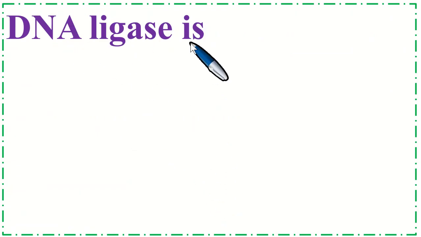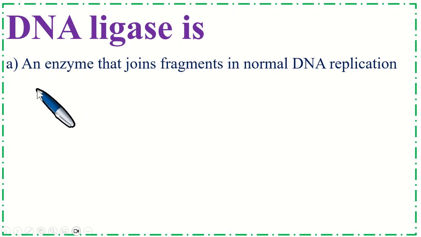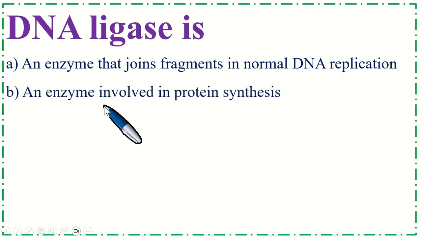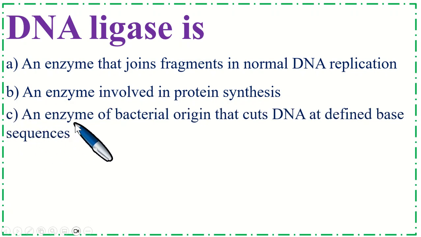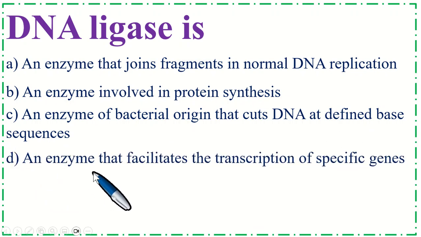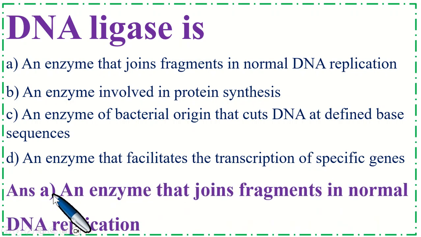DNA ligase is option A, an enzyme that joins fragments in normal DNA replication. Option B, an enzyme involved in protein synthesis. C, an enzyme of bacterial origin that cuts DNA at defined base sequences. And option D, an enzyme that facilitates the transcription of specific genes. So the correct option is A, an enzyme that joins fragments in normal DNA replication.